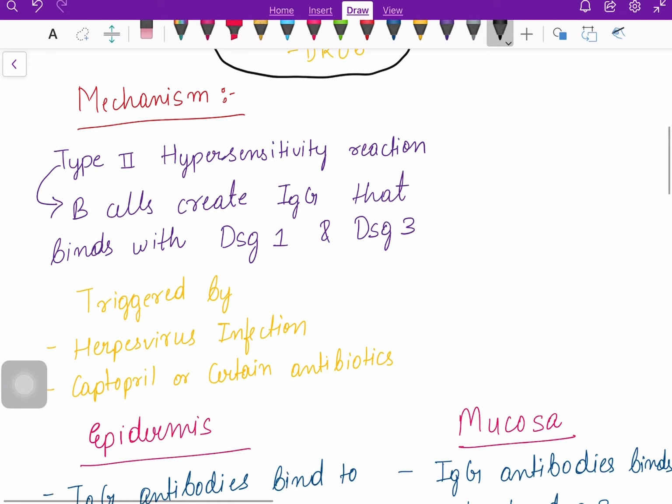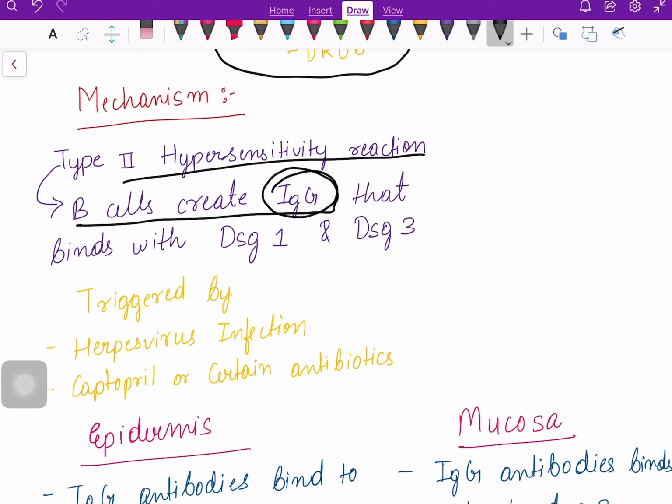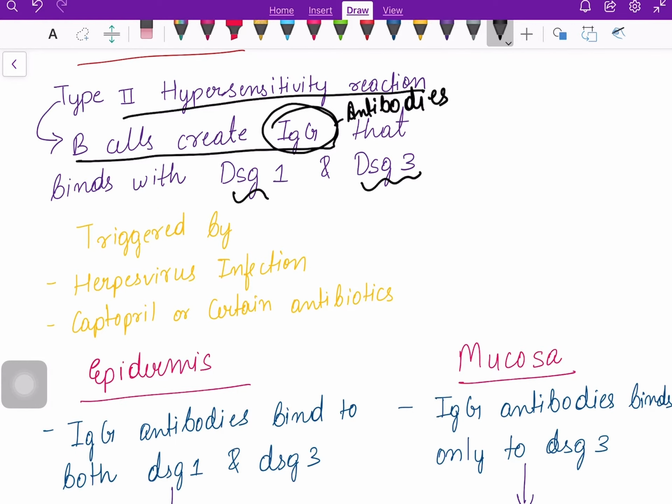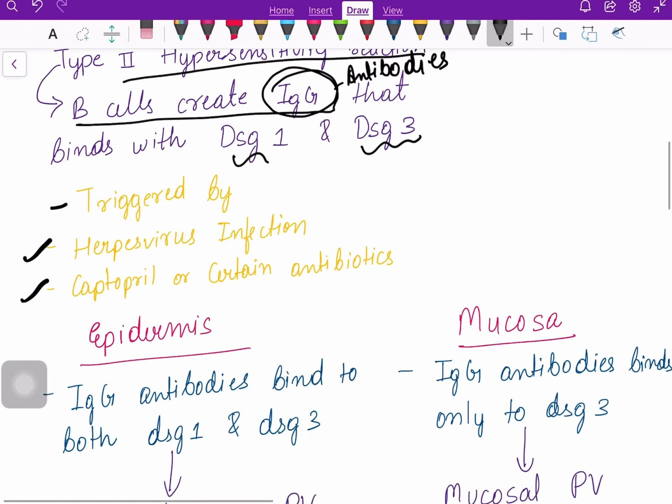The mechanism, how does it arise? It is a type 2 hypersensitivity reaction, due to which the B cells create IgG antibodies, and those bind to desmoglein 1 and 3. For those who don't know, desmoglein is a protein which is present in the stratum spinosum. This is triggered mainly by herpes virus infection, captopril, or certain antibiotics.